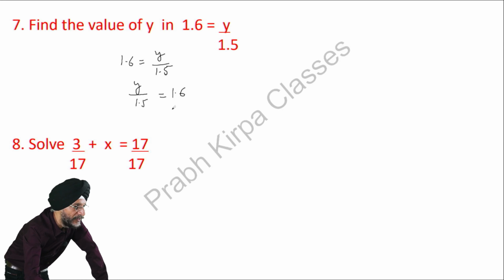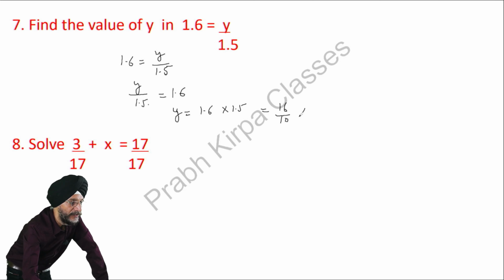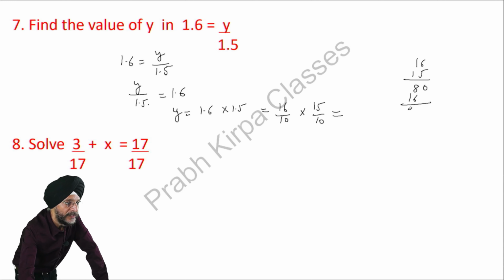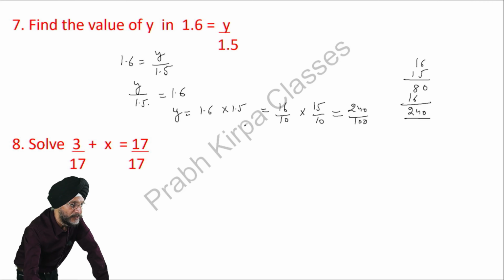We can also write it as y is equal to 1.6 times 1.5. Now this number will go to the other side on the upper side. It can be also written as 16 over 10 into 15 over 10. Then if we multiply 16 with 15, it becomes 240. 240 divided by 100. So y is equal to 2.4. This is the answer.